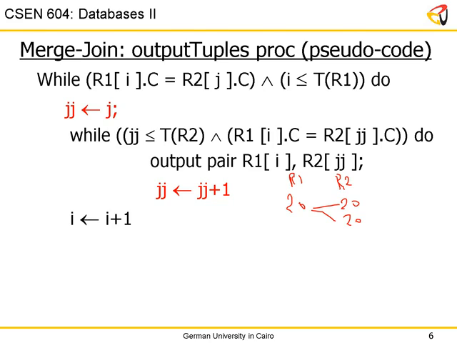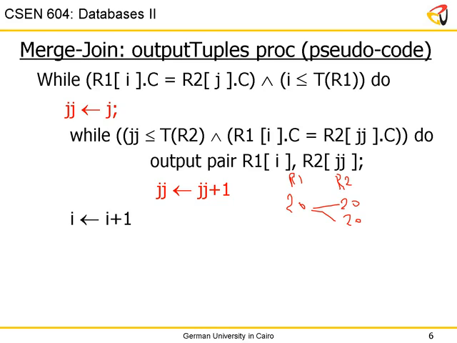And as you see here, we go back to the first while loop. As long as R1 of I.C is equal to R2 of j.c, which is going to be the case if you think of the cases of the 20s, because we had 2 20s on both sides, then we're going to go and initialize jj again with the value of j. Notice we didn't change j here, we're changing jj.